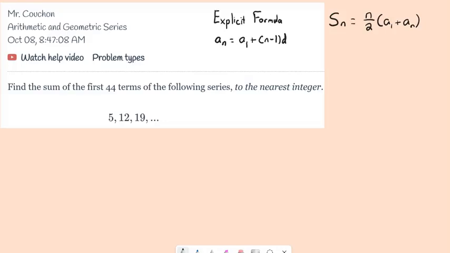Okay, so now we've got to combine a couple things that we've done. We've got to find the sum of the first 44 terms of the following series to the nearest integer. And we have to use the explicit formula to figure out what the 44th term is. And then once we have that, we can plug it into this hip new arithmetic series formula that we just derived. So the first 44 terms, let's find term number 44.